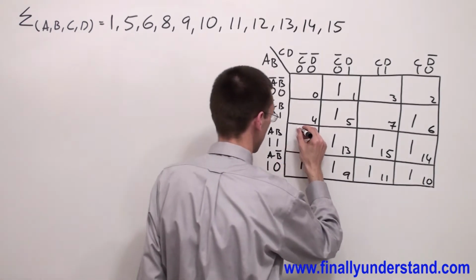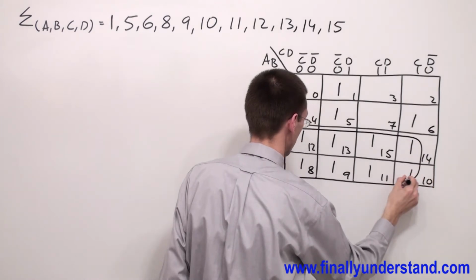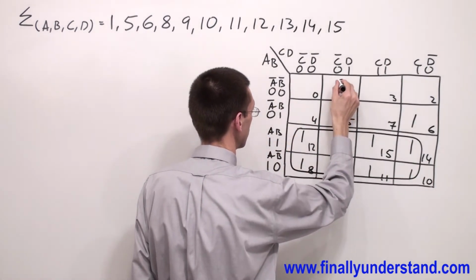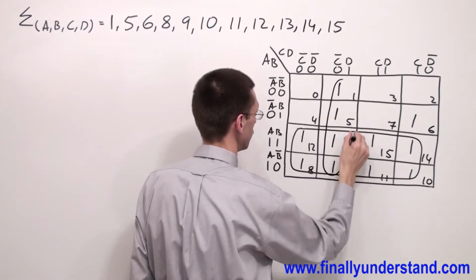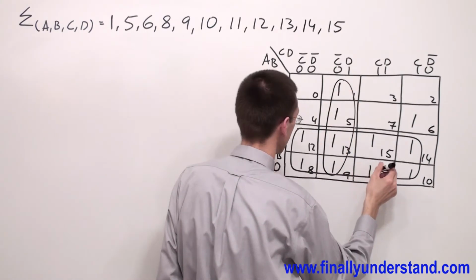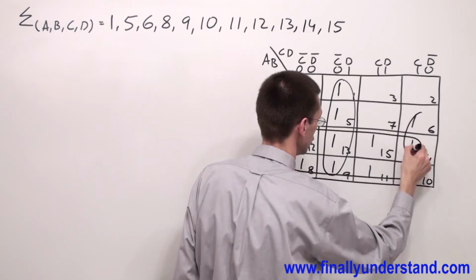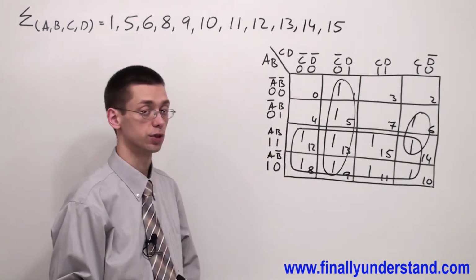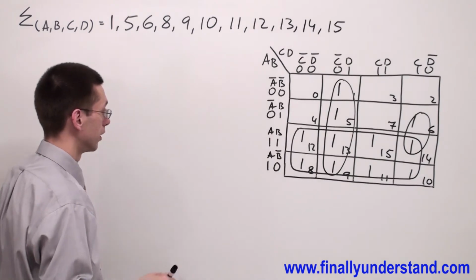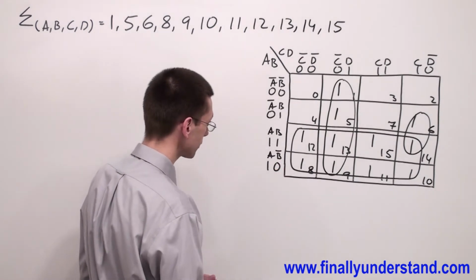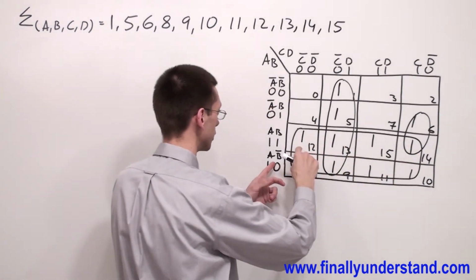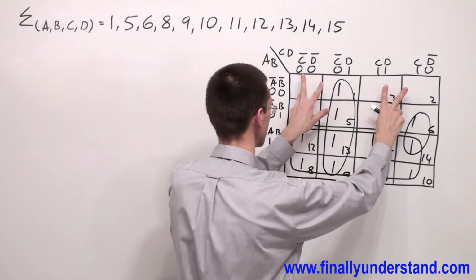So I have one group of 8 ones, and I have a group of 4 ones, and I have a group of 2 ones. This is the proper grouping for this problem. Let's start from the biggest one. The biggest group is placed in 2 rows and 4 columns.